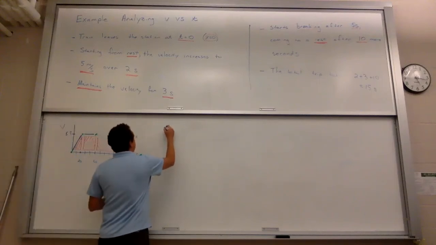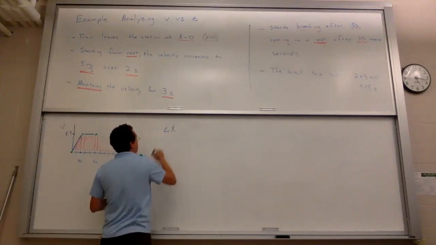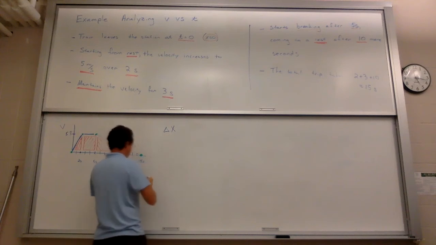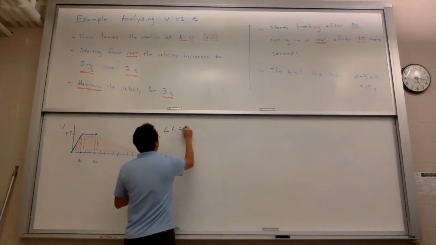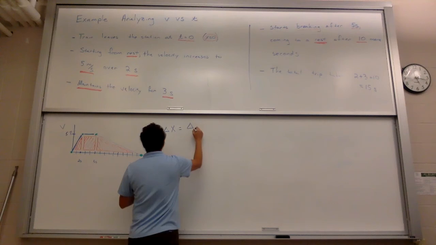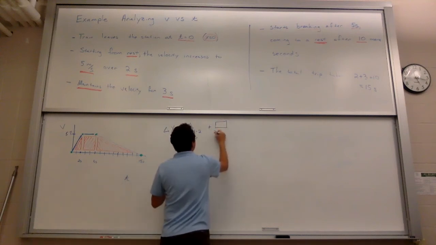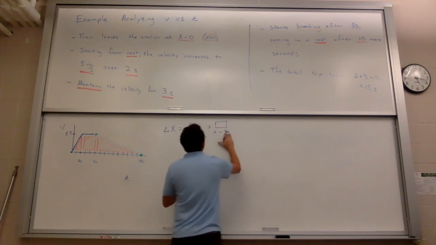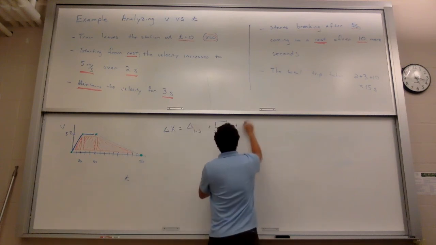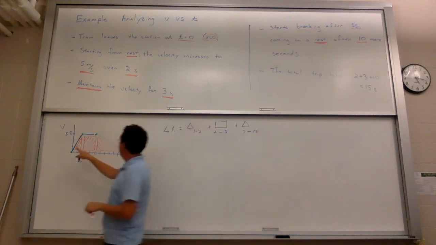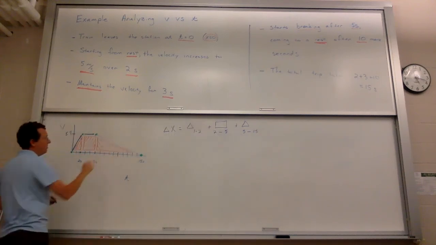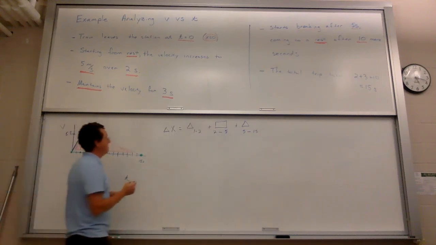So we're going to say the total displacement for the whole thing is the area of the triangle from 1 to 2 plus the rectangle from 2 to 5, I apologize, plus the triangle from time 5 to 15. Okay? 1 to 2, 2 to 5, 5 to 15. We just do them piece by piece by piece.